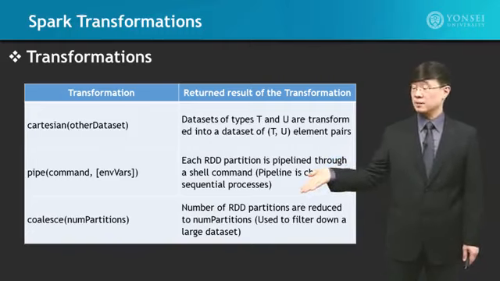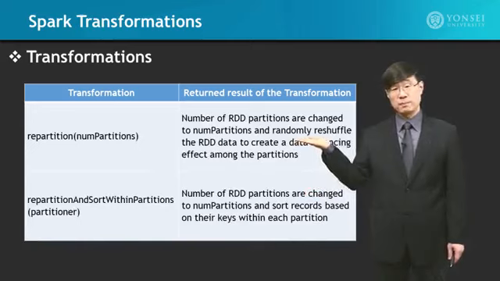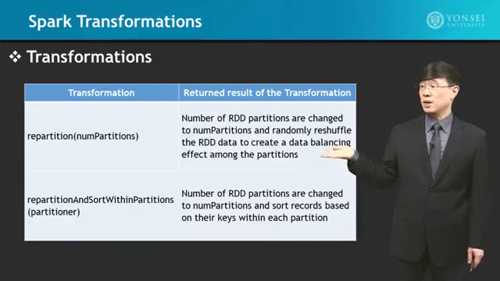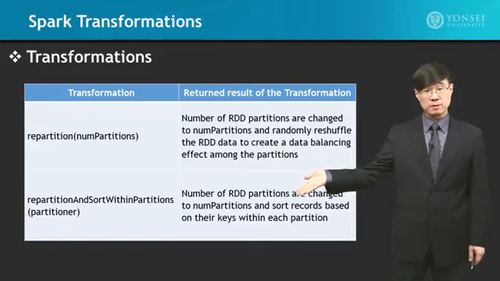Then there's the coalesce, where the number of RDD partitions is reduced to the number of partitions listed in the transformation. Repartition, where the number of RDD partitions is changed to num partitions and the RDD data is randomly reshuffled to create a data balancing effect among the partitions in this transformation. Then there is the repartition and sort within partitions transformation, where the number of RDD partitions is changed to num partitions and records are sorted based on their key within each partition.